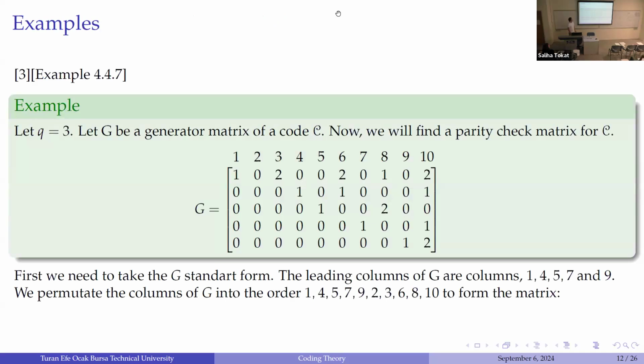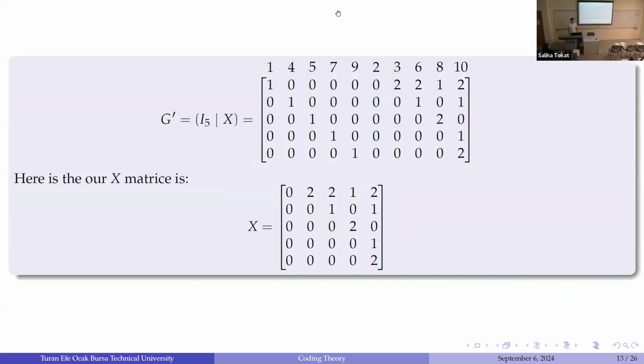Now I have an example of finding a parity-check matrix. Here is our generator matrix, and we have 10 columns. Our length is n. First, we need to take G to standard form. Because of that, we rearrange the columns 1, 4, 5, 7, 9, and so on. We permute the columns and take the matrix G prime.